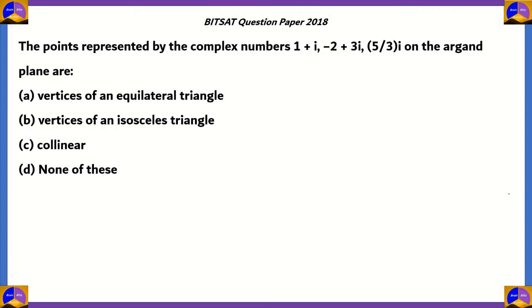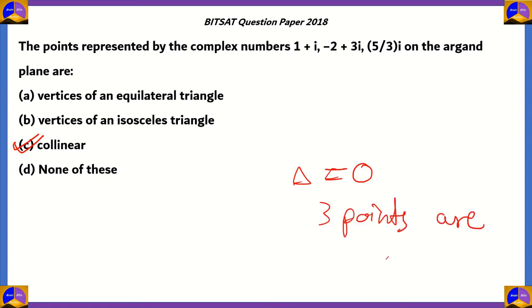So therefore, if you were to look at our options, you would see that option C is the correct option. And that is because if the determinant is equal to 0, the 3 points are collinear. And so therefore option C is the correct option of the first question.